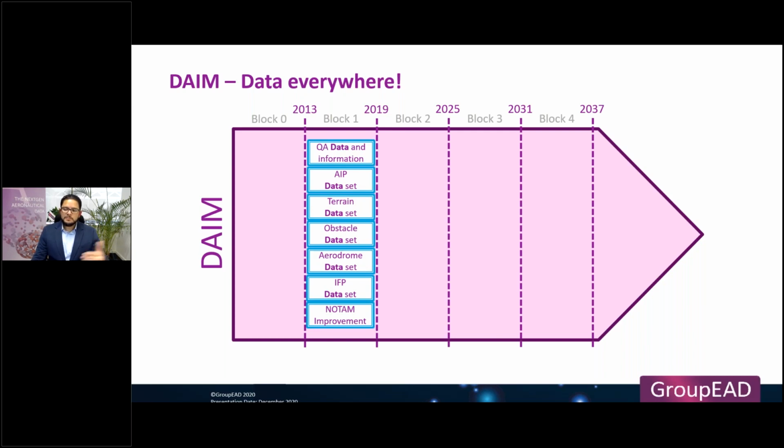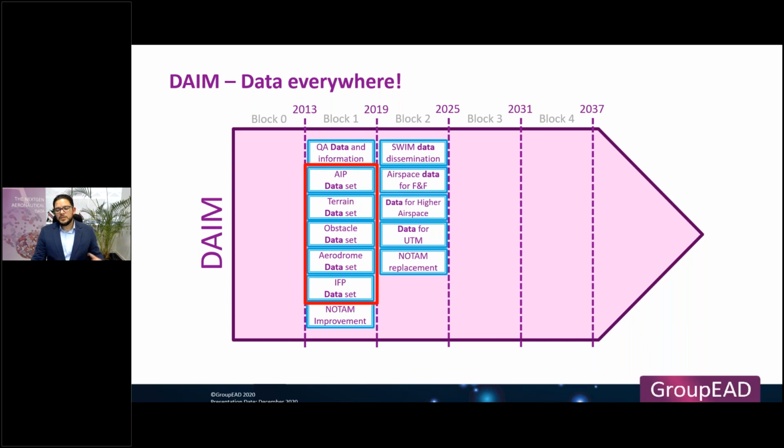And if you see there: quality assurance, AIP data set, terrain data, obstacle data, aerodrome and instrument flight procedures data, and NOTAM. Actually, there we have our fantastic five. Yeah, this is part of block one. Part of block two, what we have is SWIM data, airspace data, data for high space, data everywhere. So you see, these are actually the objectives that we have planned in AIM, and we see data everywhere.